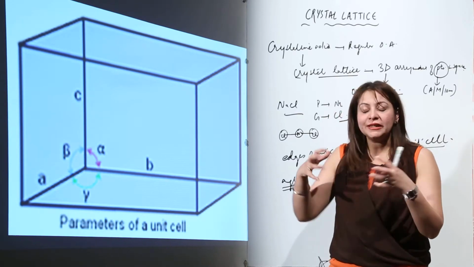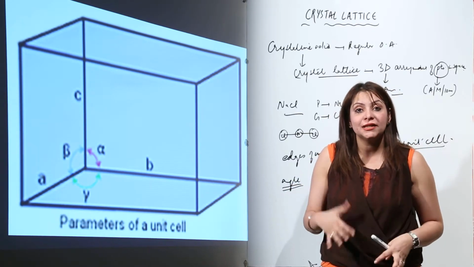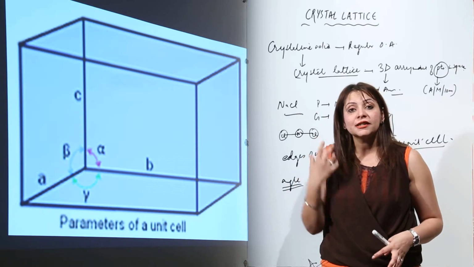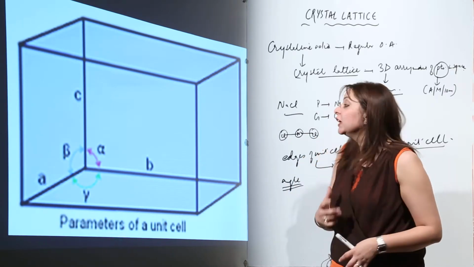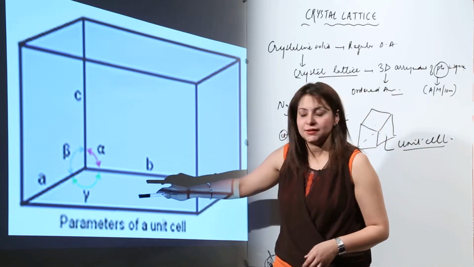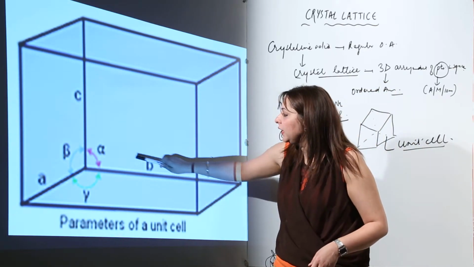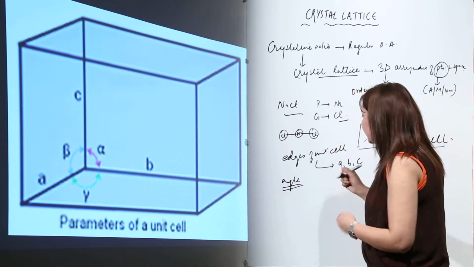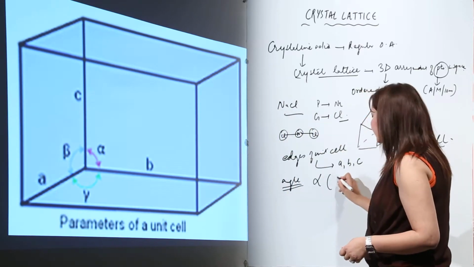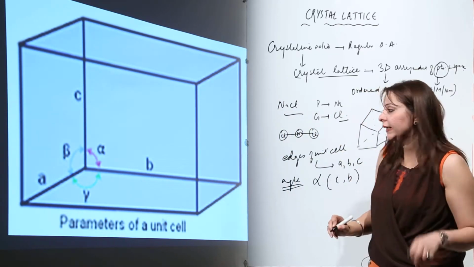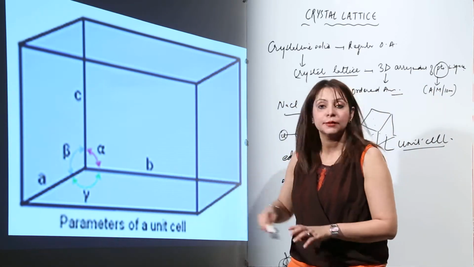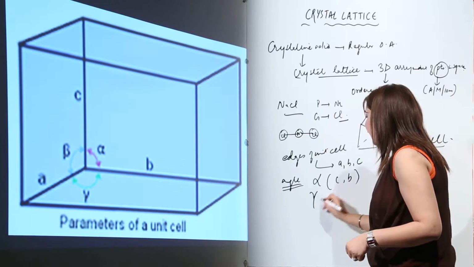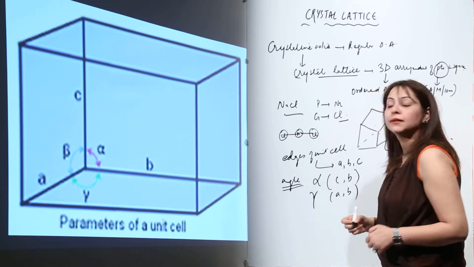But at this moment our concern is not what the angle is. Our concern is where the angle lies, right? So the angle lies between the edges. As you can see, between C and B there is an alpha angle. I'll write here, alpha angle is between the C and B edges, right? And you get to see one more angle, the gamma, between A and B. So gamma is the angle which lies between A and B.